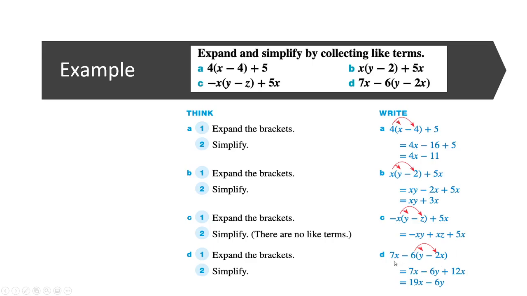And the final one, 7x minus 6 times y minus 2x, close brackets. So we leave the 7x out the front because that's not part of this. That minus 6 times y becomes minus 6y, and then minus 6 times minus 2x becomes a positive 12x. Now we can group our like terms. We got 7x and 12x, add them together and we get 19x.